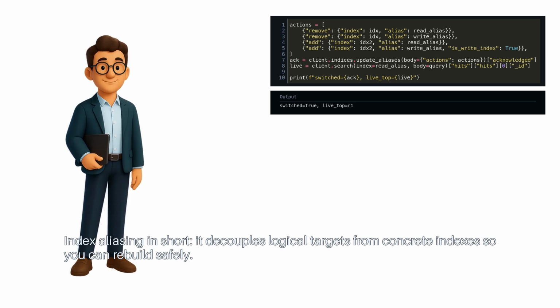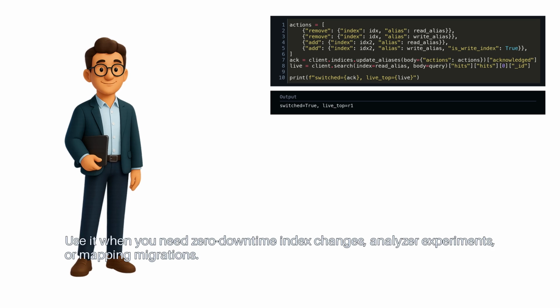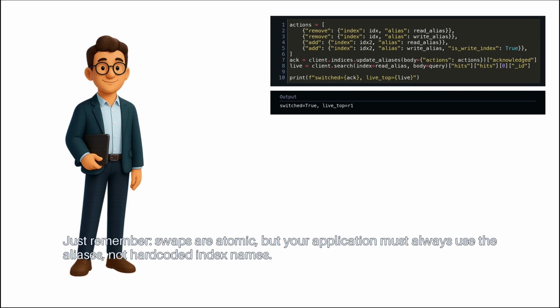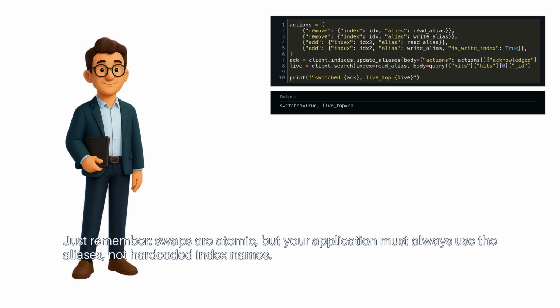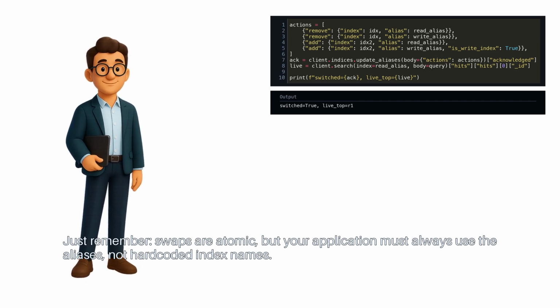Index aliasing, in short: it decouples logical targets from concrete indexes so you can rebuild safely. Use it when you need zero downtime index changes, analyzer experiments, or mapping migrations. Just remember, swaps are atomic, but your application must always use the aliases, not hard-coded index names.